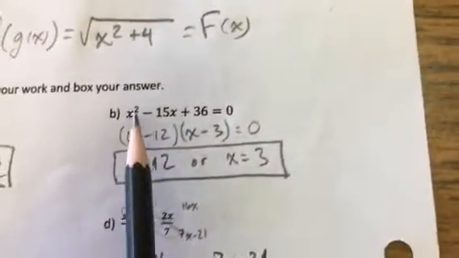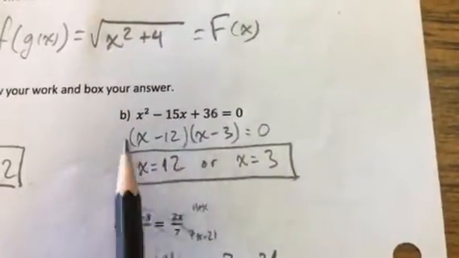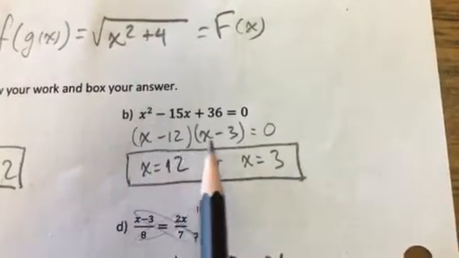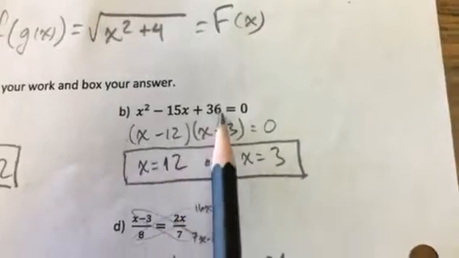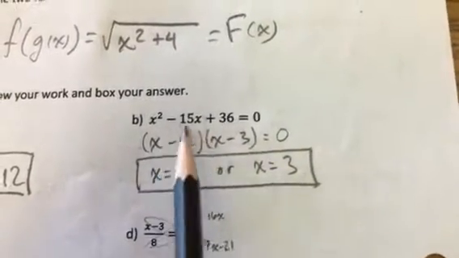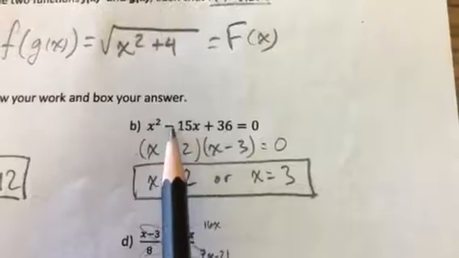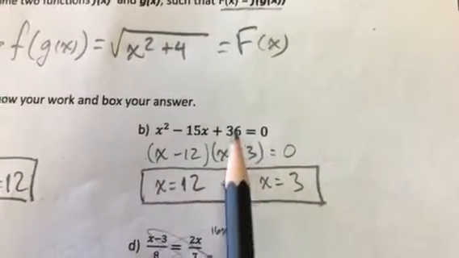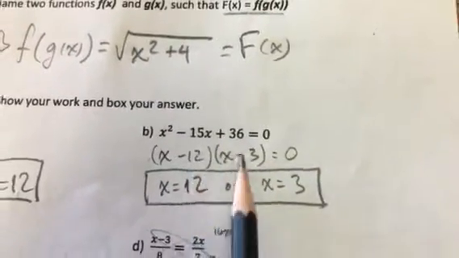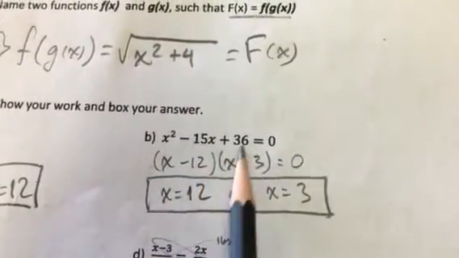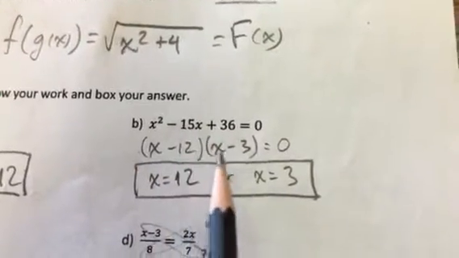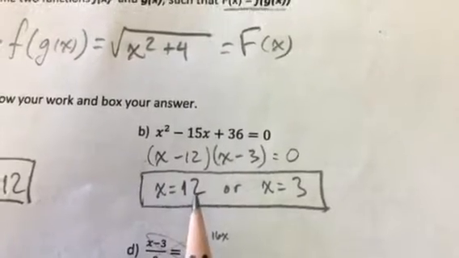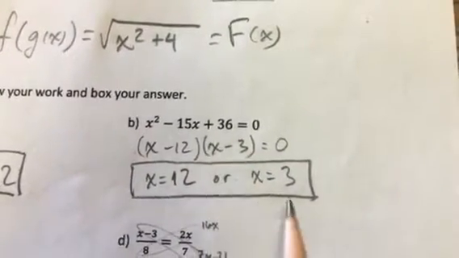Next one. This is a quadratic, and it can be factored. That factoring is the easiest way to solve quadratics. This factors to x minus 12 times x minus 3. I'm looking for numbers that multiply to 36 and add up to negative 15. Well, if they add up to a negative, that means both of them are negative. And of course, negative times a negative is positive. So 2 numbers that multiply to 36 and add to 15 are 12 and 3. So x minus 12 times x minus 3 equals 0. That means x minus 12 equals 0, or x equals 12, or x minus 3 equals 0, or x equals 3.